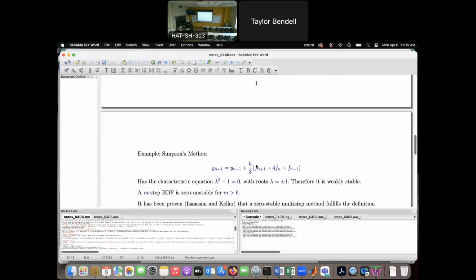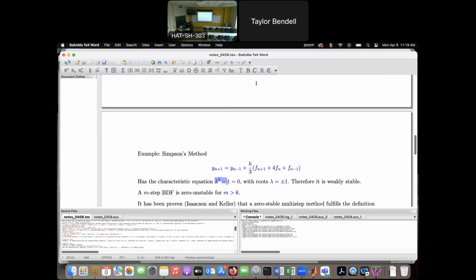Okay, but so in this case we have y_{n+1} and y_{n-1}. So your characteristic equation turns out to be lambda squared minus 1 equals 0. So that has the roots plus and minus 1. So that is a weakly stable method, which is probably why you don't hear about it very much.